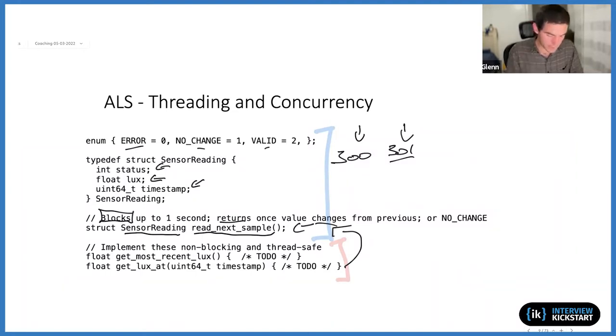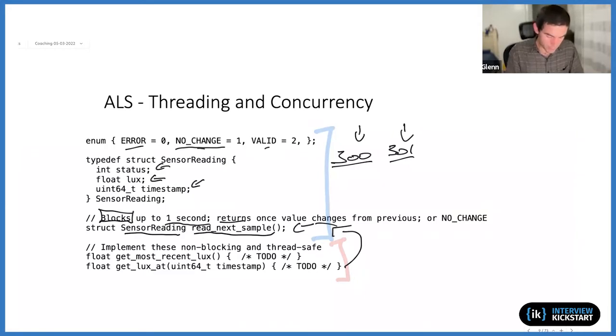The exception here is that it's going to block for at most 1 second. So if a whole second goes by and the value never changes from the previous return value of 300, then it's going to return this no change status. This is what the function that already exists for us does.